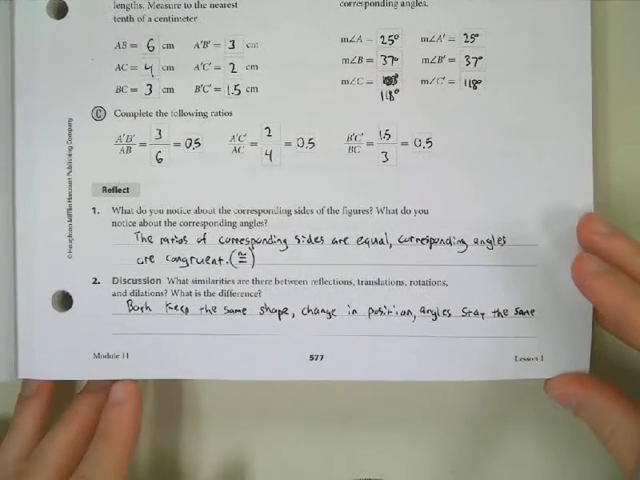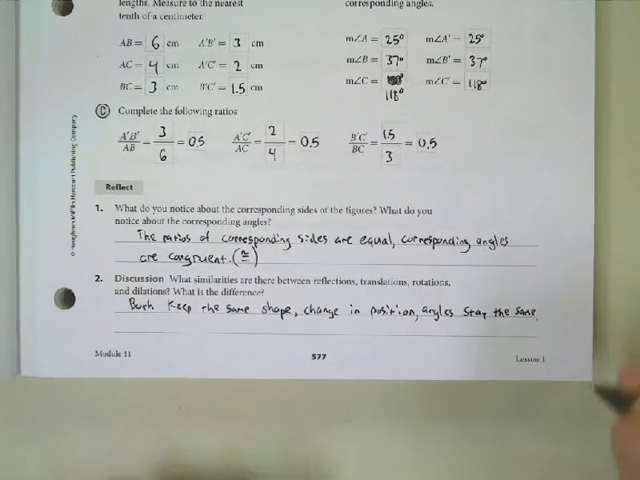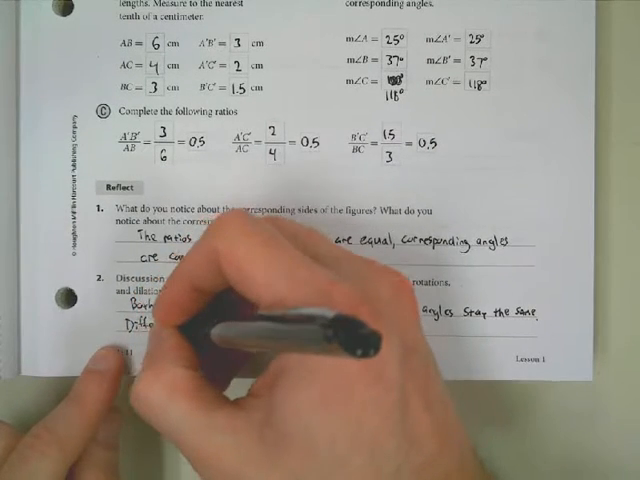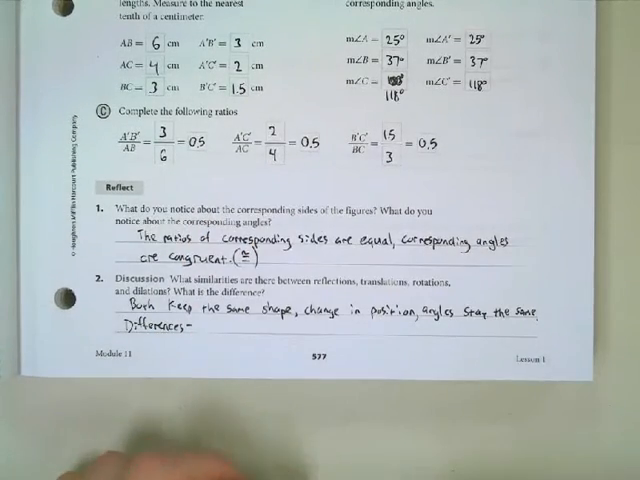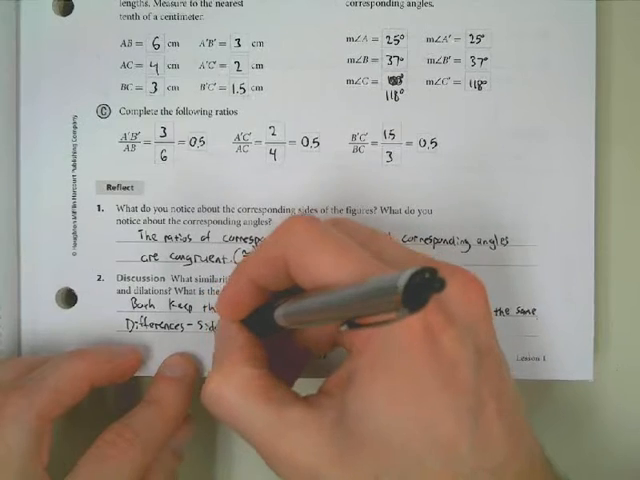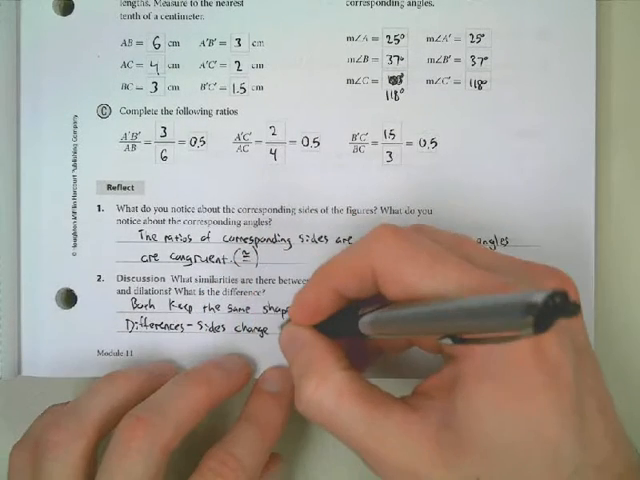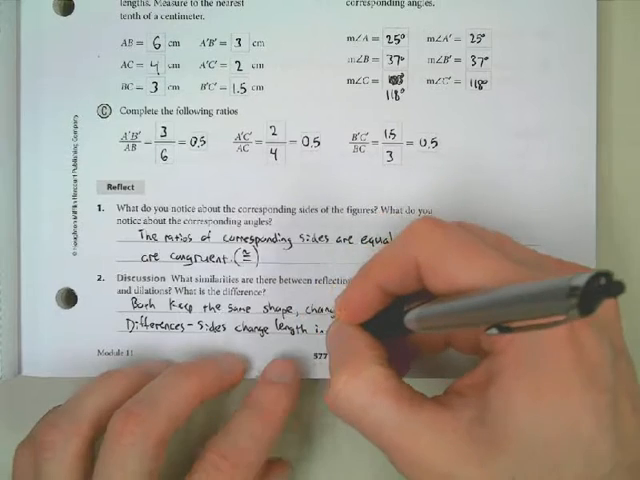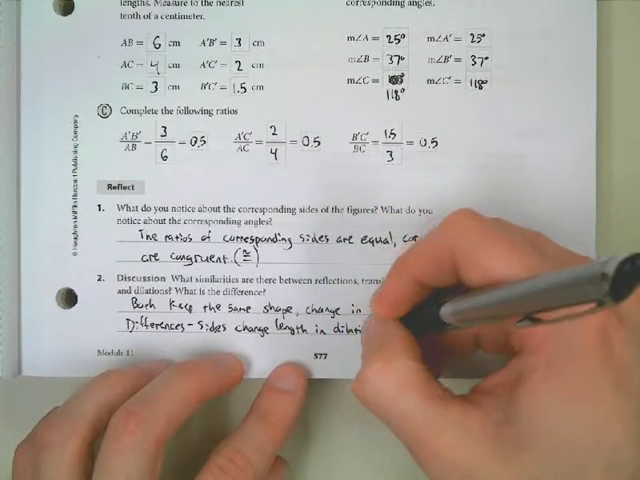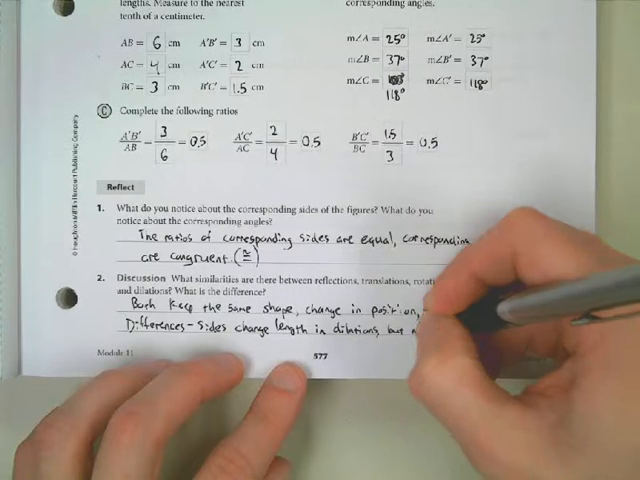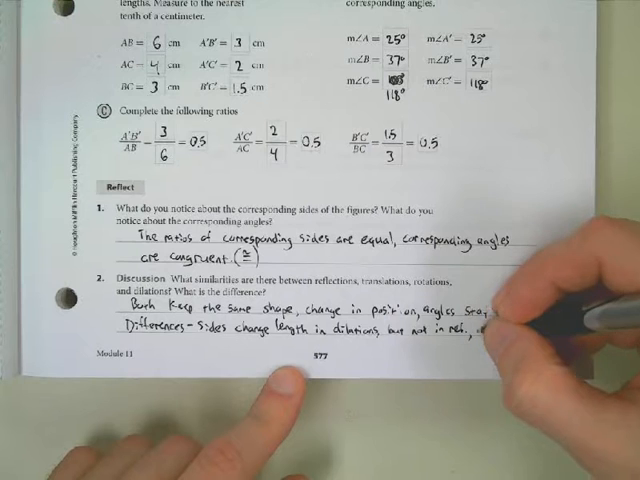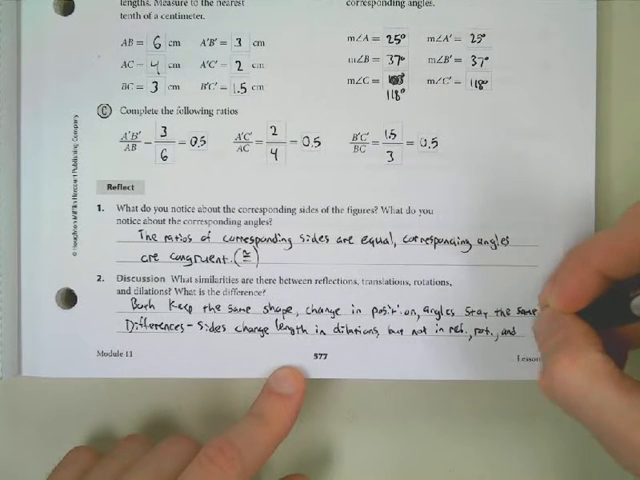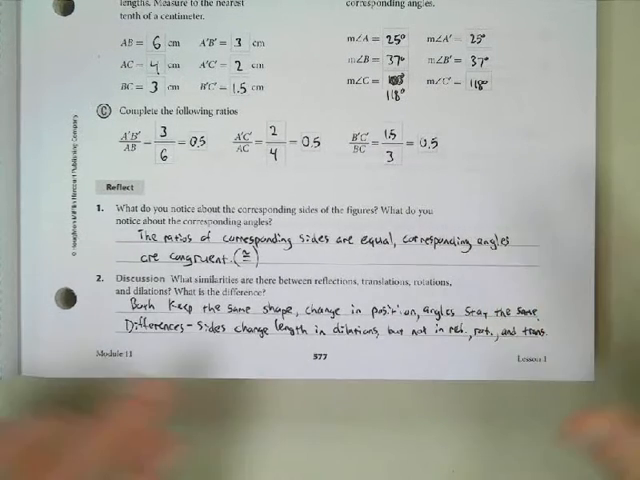What about differences? Differences. Okay. So what's that? The sides. That's right. Sides change length in dilations, but not in reflections. I'm going to abbreviate here. Reflections, rotations, and translations. Okay. So sides change length in dilations, but not in reflections, rotations, and translations.